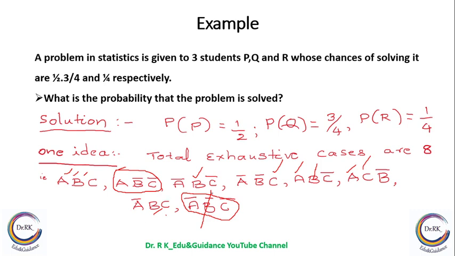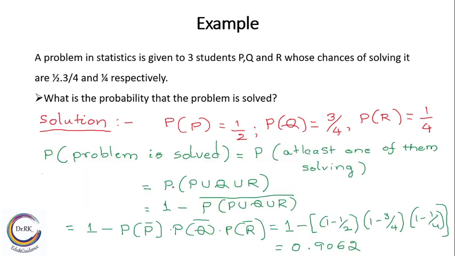Our smart way of doing it, as discussed, is nothing but P of P union Q union R, at least one of them. But here also there is a problem. For P of A union B we know the formula: P of A plus P of B minus P of A intersection B. Similarly, for three events the formula is lengthy, and the relevant information is not available.